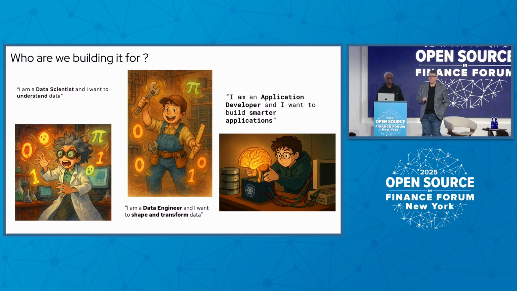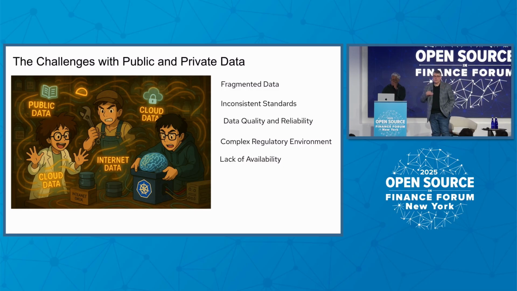Working with data means different things to different people. So, data scientists are trying to understand the data. Data engineers want to shape and transform it in consistent ways. And of course, at the tail end of the process, you have application developers that want to build smart applications. And these are the three personas that we're building this platform around. All the principles that Jey was talking to you about are reflected in the interaction between these different personas.